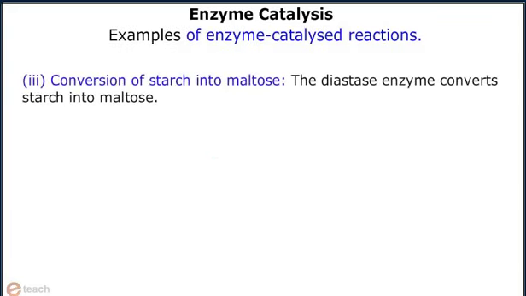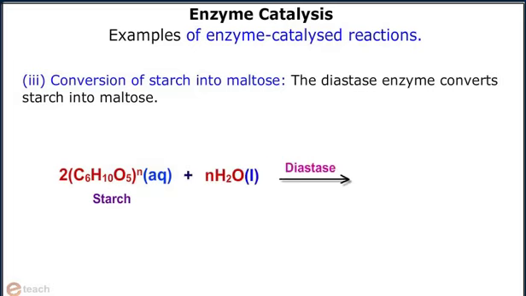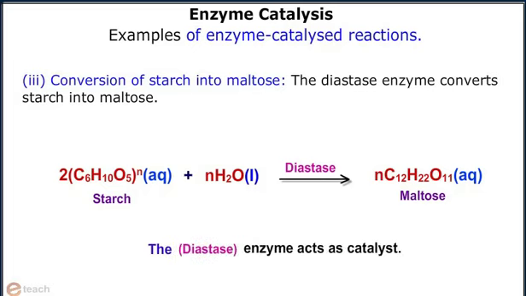Third reaction is conversion of starch into maltose. The diastase enzyme converts starch into maltose. The reaction taking place is 2 times (C6H10O5)n plus nH2O, in presence of diastase as enzyme, gives nC12H22O11, that is maltose. The diastase enzyme acts as a catalyst in this reaction.